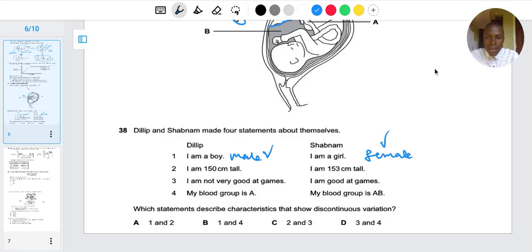Then apart from that, you can also choose blood group. So if you have blood group B, no matter what, you can't change to blood group A, unless they drain all the blood and then put in a different blood group, and that one you're talking of the probabilities. So that one can't work. Meaning to say, the ones showing discontinuous variation are number 1 and number 4. As a result, the answer is going to be B.